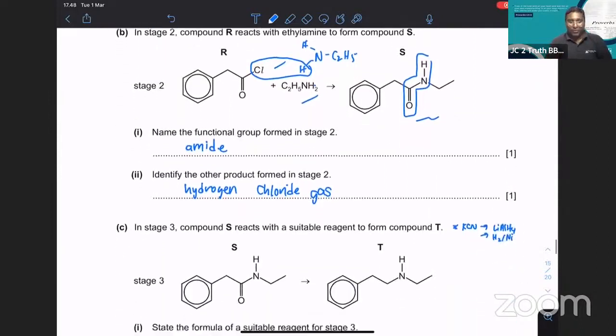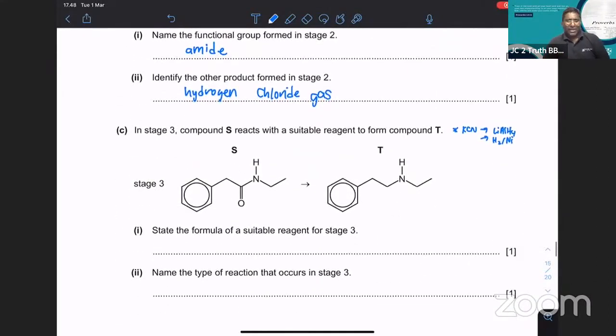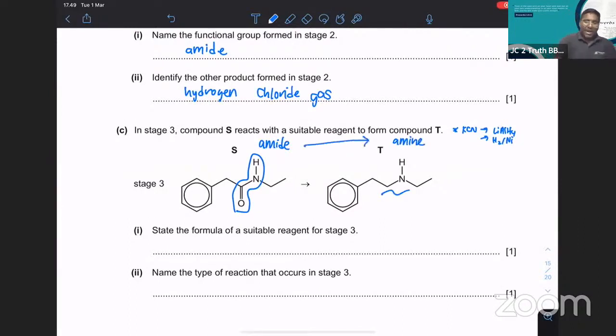Please take note. Now, the next is going to be in stage 3. Compound S reacts with a suitable reagent to form compound T. So what is the difference over here is you have the amide. Amide is changing into no double bond O, so it's going to change into amine. Now, how do you change amide to amine? You must actually do reduction. The reduction of amide can only happen with LiAlH4 in dry ether. So this one must be done.